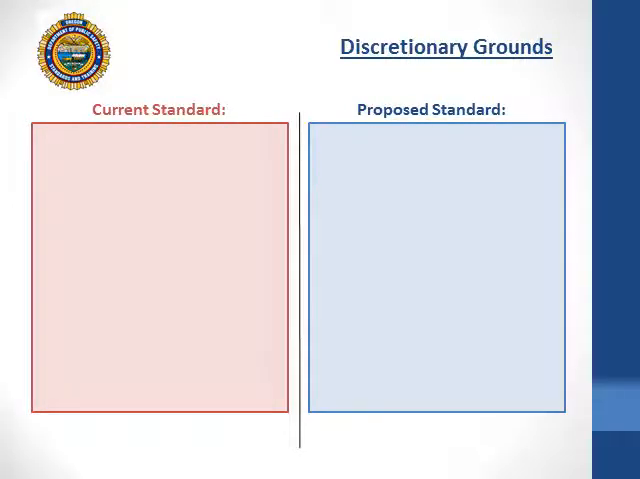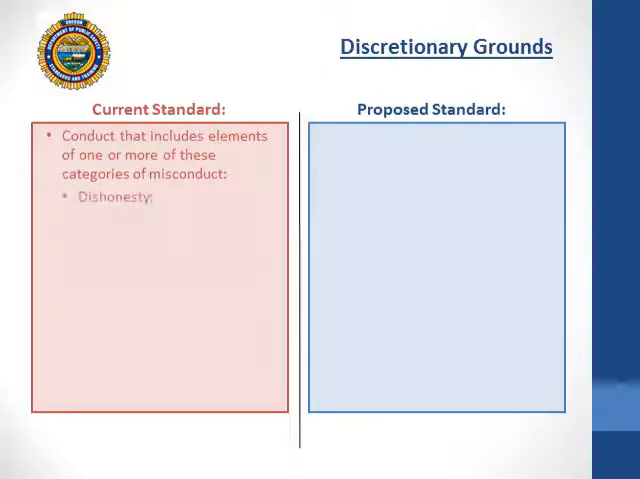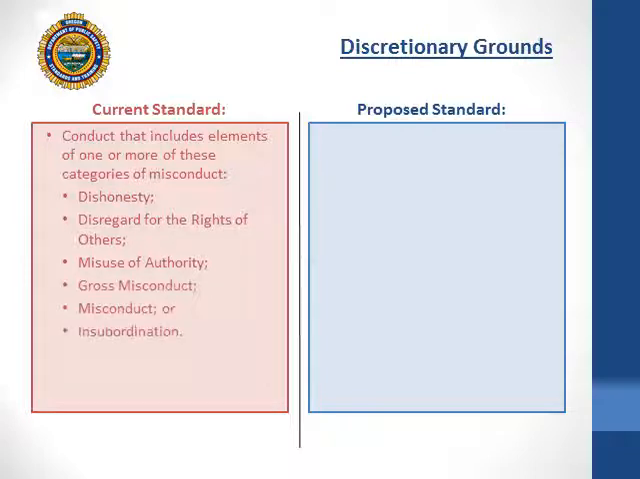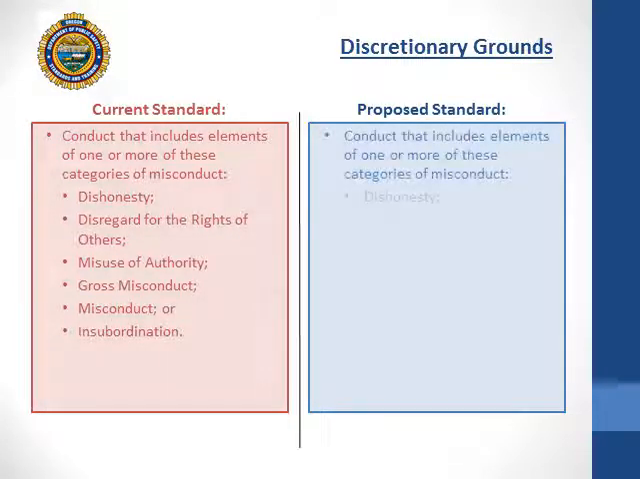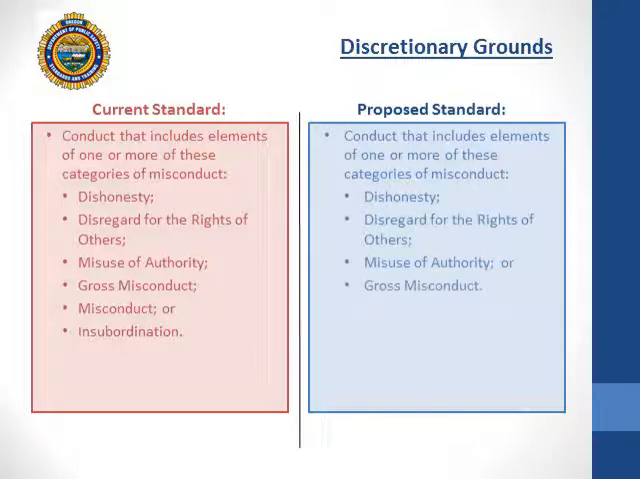Interestingly enough, current administrative rule doesn't define moral fitness. Instead, it spells out what types of conduct constitutes a lack of moral fitness. Under the current standard, that is conduct that results in discretionary grounds for a certification review that involves dishonesty, disregard for the rights of others, misuse of authority, gross misconduct, or insubordination. Under the proposed standard, the conduct that results in discretionary grounds for a certification review involves dishonesty, disregard for the rights of others, misuse of authority, or gross misconduct.